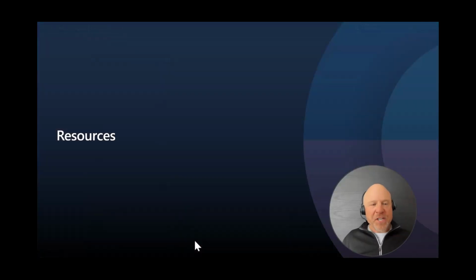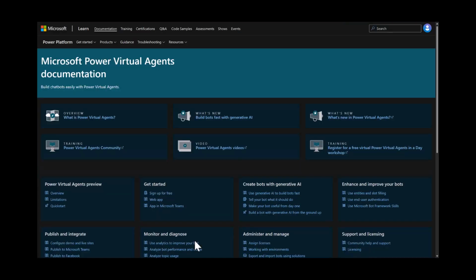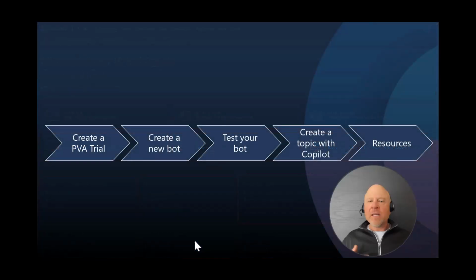So I want to share with you again just some of the resources that I used to get started. There were a couple of videos, but mostly I focused on docs.microsoft.com under Power Virtual Agents. A wealth of resources, just how to get started and how to make edits and changes. So if you want any additional training beyond what I provide in this video, I would encourage you to explore those documents. Again, I started with showing you how to create a trial. We created a new bot, we tested it, and then we created a topic and tested those results as well.